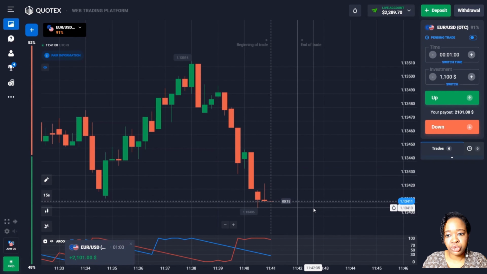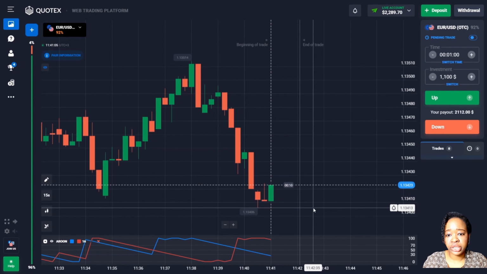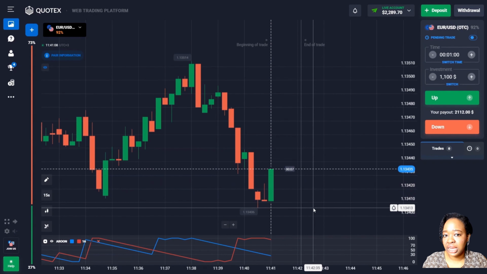This is excellent, friends, because you can see the price shows a downward movement and my trade closed lower than the entry point thanks to the help of this indicator. Let me continue.